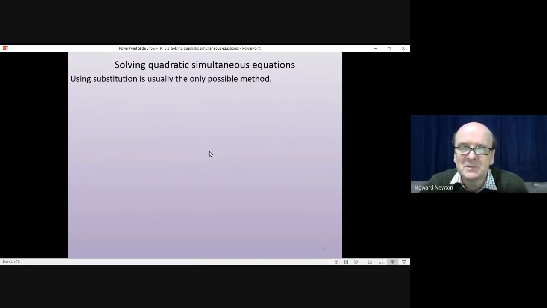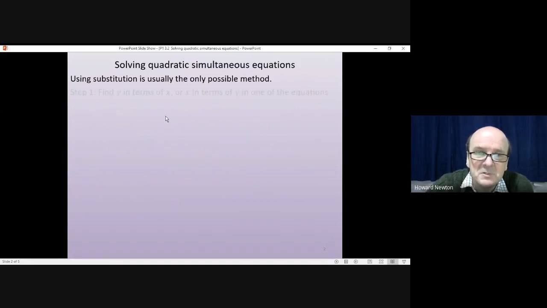There are two methods for solving linear simultaneous equations. Only one of them really works when you have a more complex equation. Using substitution is the only method that really works. Elimination does not work well for these types of questions. Now, how do you use substitution?